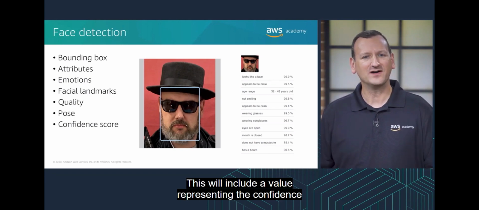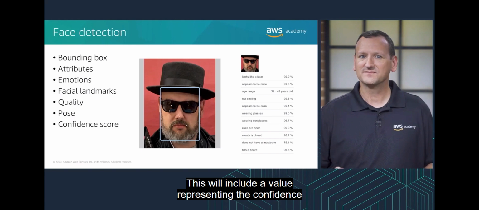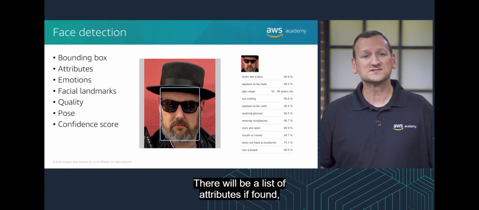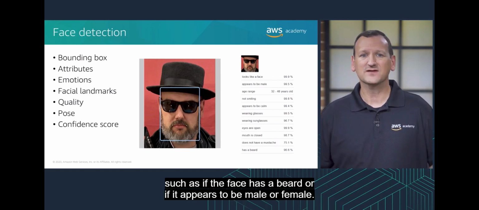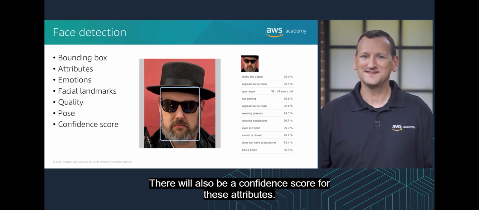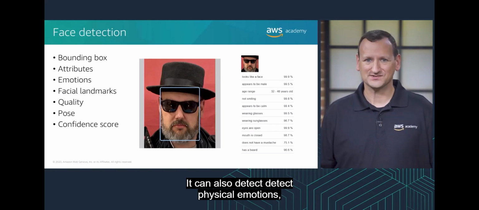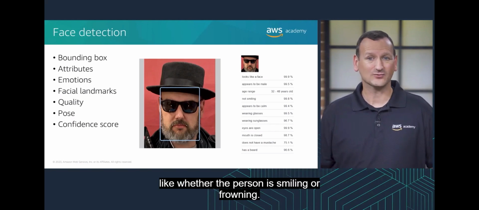This will include a value representing the confidence that the bounding box contains a face. There will be a list of attributes if found, such as if the face has a beard or if it appears to be male or female. There will also be a confidence score for these attributes. It can also detect physical emotions, like whether the person is smiling or frowning.